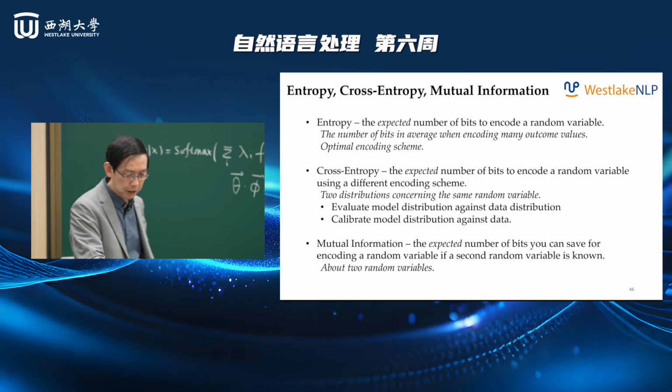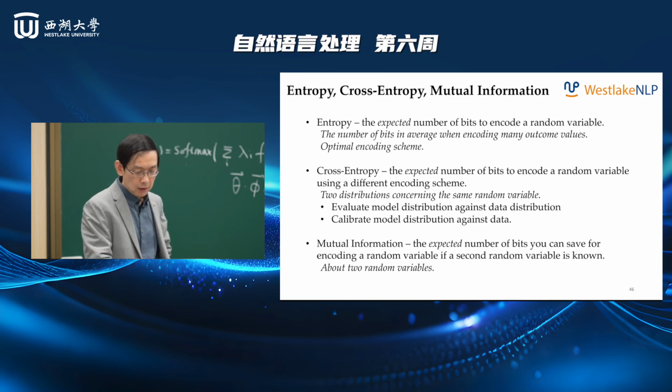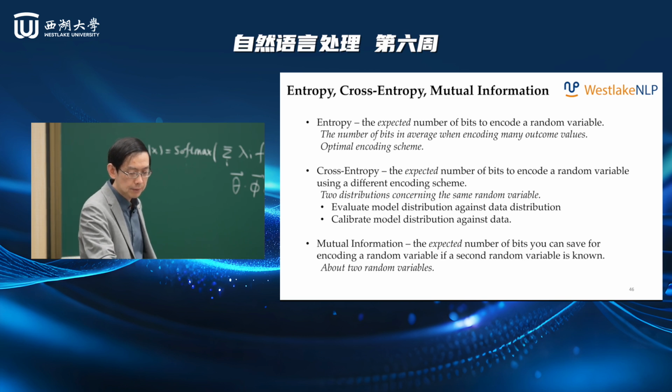This is mutual information. What is mutual information? Mutual information is the expected number of bits you can save for encoding a random variable when you know a second random variable.